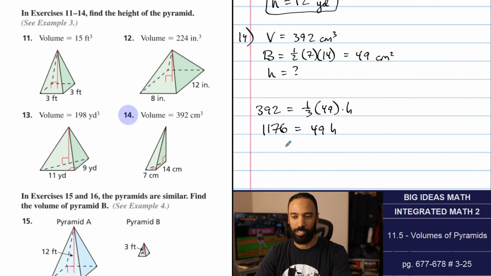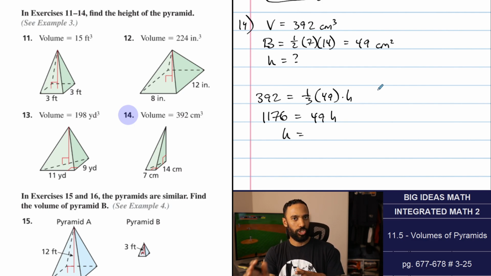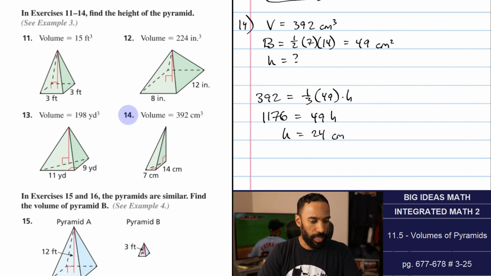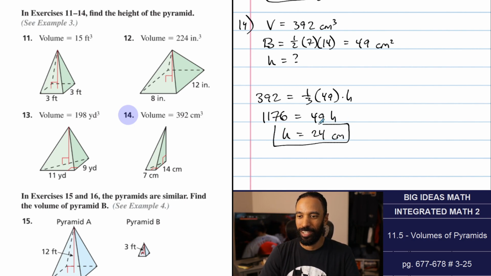49 times height. Let's divide by 49. I'm going to guess, 50 times what is 1200? 24? Wait, 24? So I'm going to guess this is 24. I'm going to check that as well. 1176 divided by 49. 24. All right. Hey, there's some good math there. Except when I said 776 for the other part.